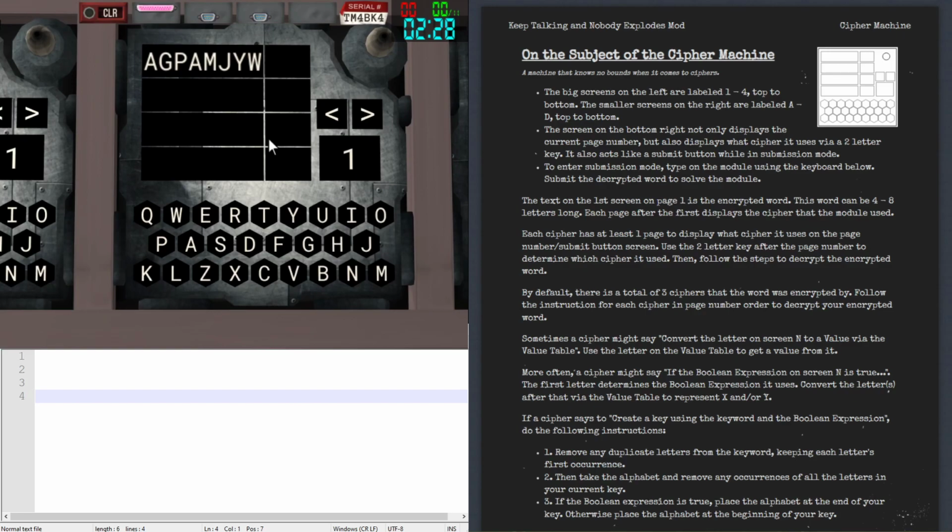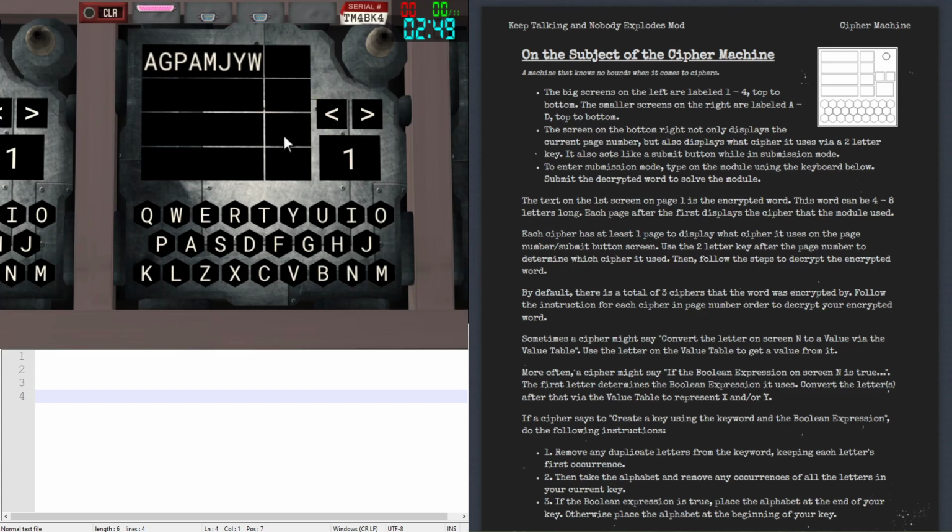First, I'm going to talk about the layout of the Cipher Machine, then the mechanics of the Cipher Machine. Also, I'll be clearing up any of the Edgework cases when we have to deal with the Boolean expressions and such, and finally ending with the mission settings. So, the layout of the Cipher Machine is as follows.